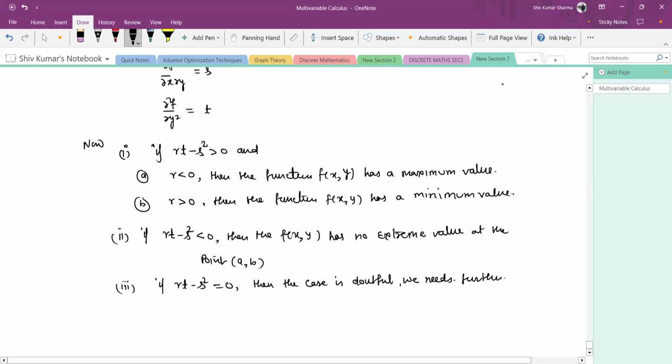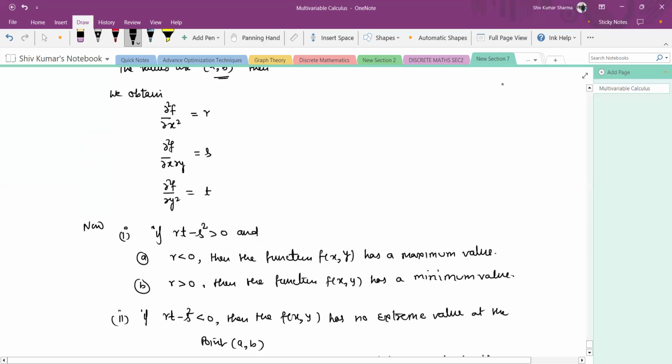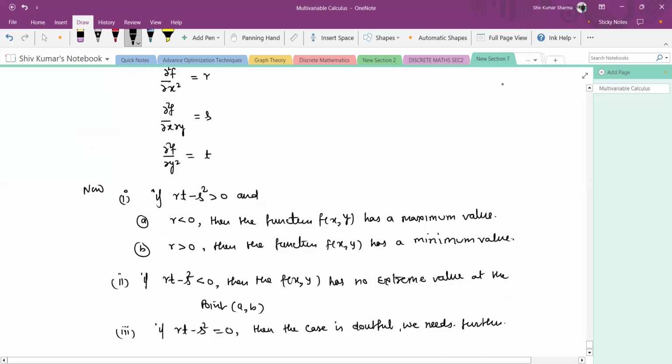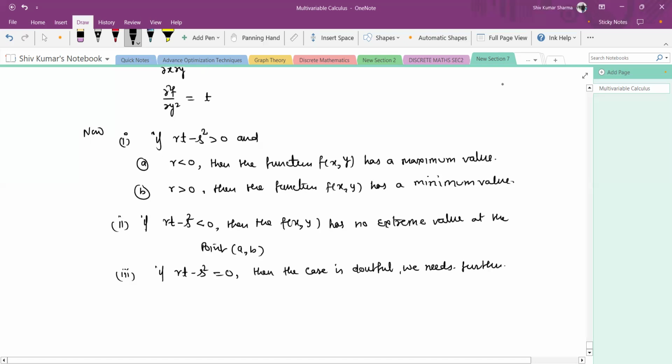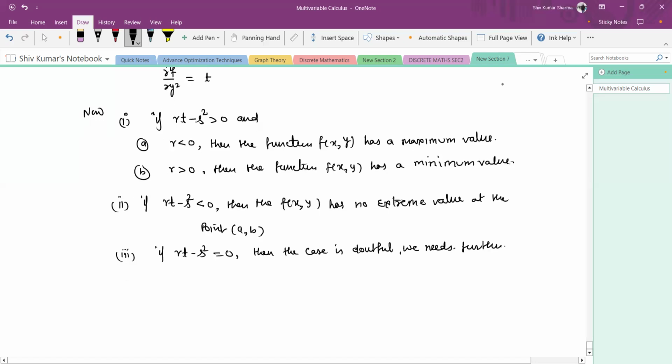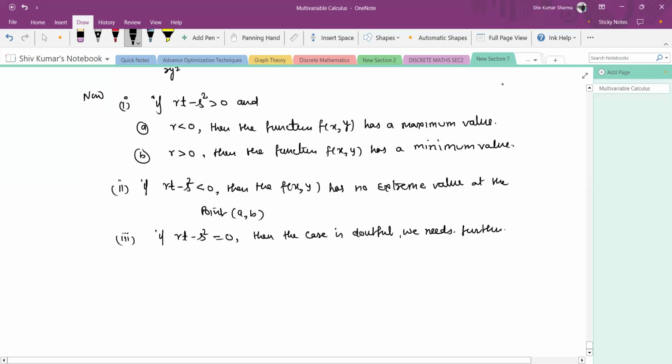Okay, so this is the procedure we have to remember. We calculate the first derivatives with respect to x and y, and the second derivatives with respect to x and y: del f upon del x and del f upon del y, and del square f upon del x square, del square f upon del x del y, and del square f upon del y square. Now we take some problems related to that.